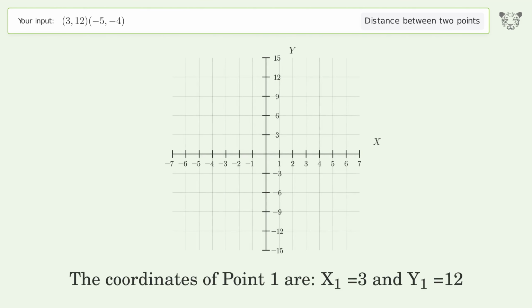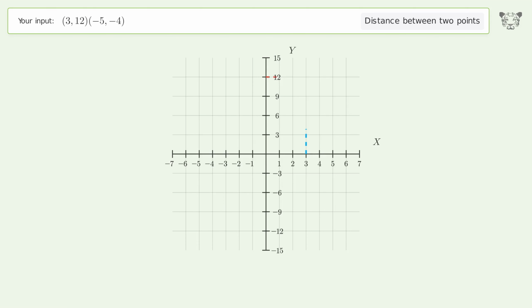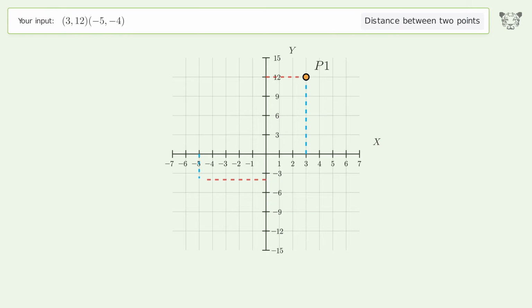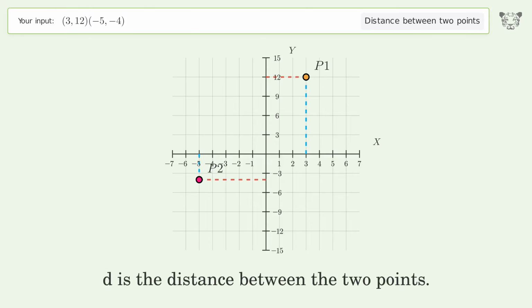The coordinates of point 1 are x1 equals 3 and y1 equals 12. The coordinates of point 2 are x2 equals -5 and y2 equals -4. D is the distance between the 2 points.